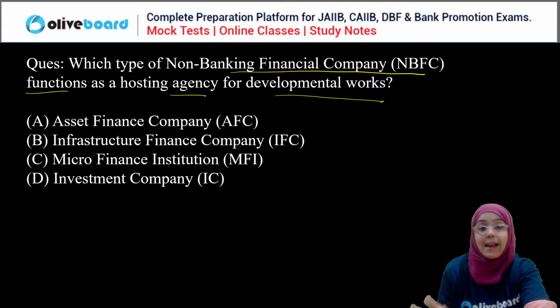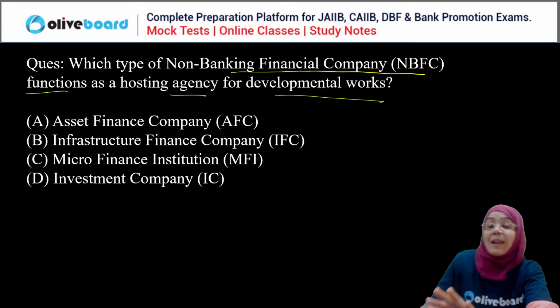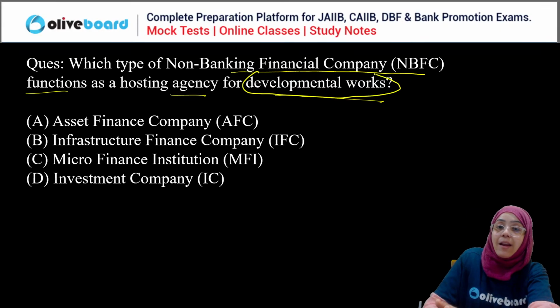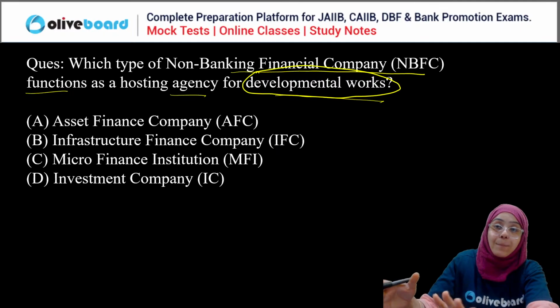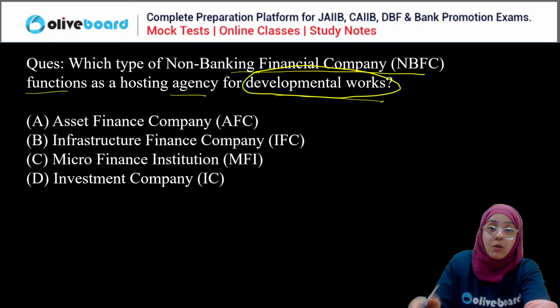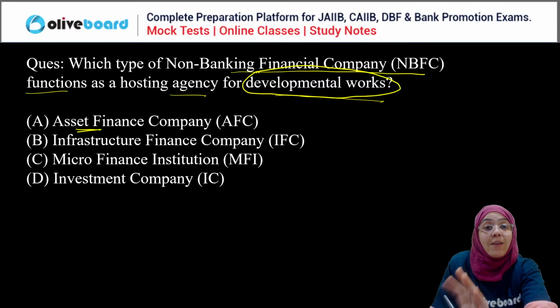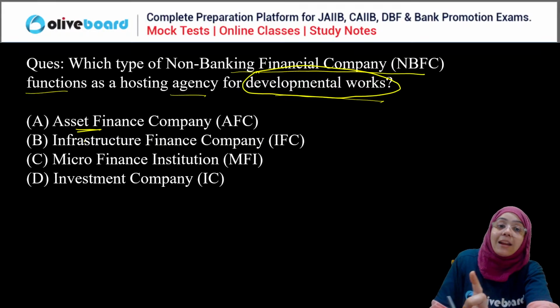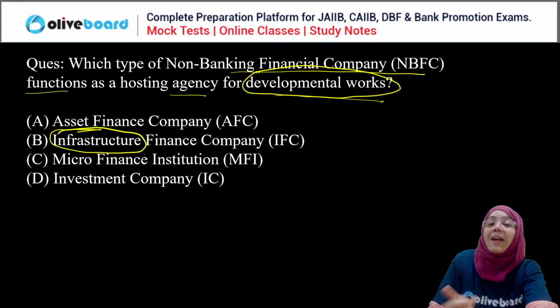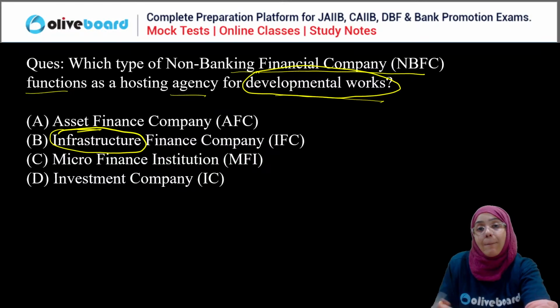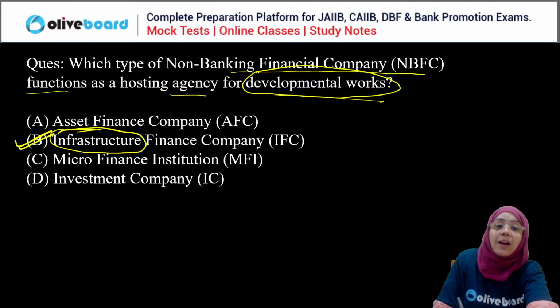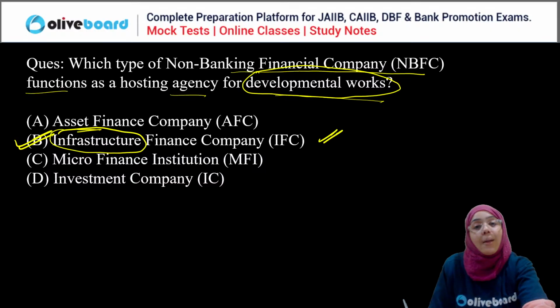Okay, Krishna is saying A, asset finance company. Development work, focus on this point. Asset finance company: the function is clear from the word itself, it is for asset financing. When we talk about development work, it is infrastructure that attracts the visible development in the country. So obviously B is the correct answer. Infrastructure finance company is the correct answer. Okay, done.